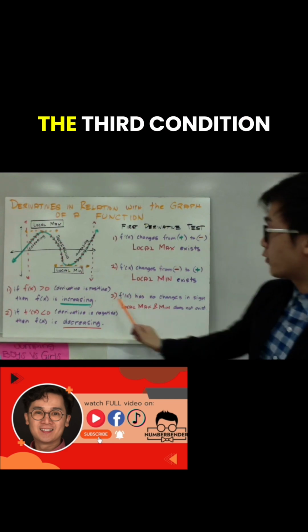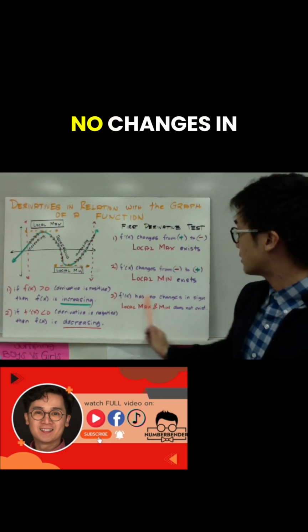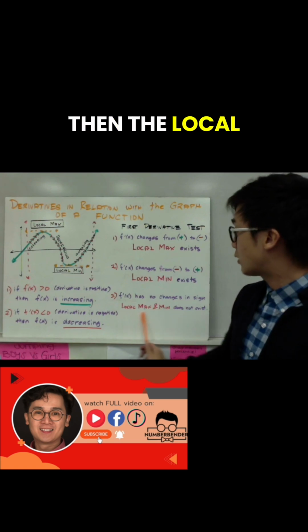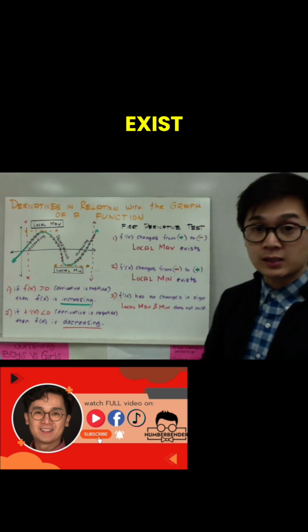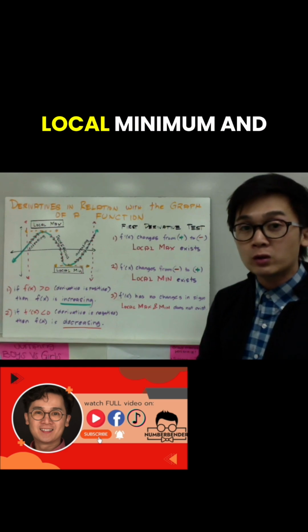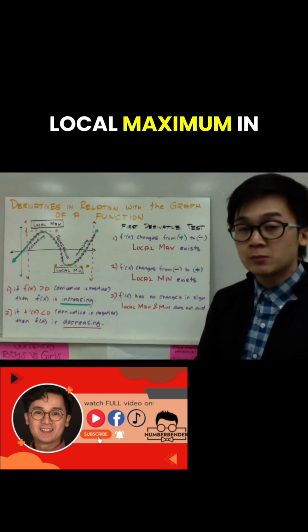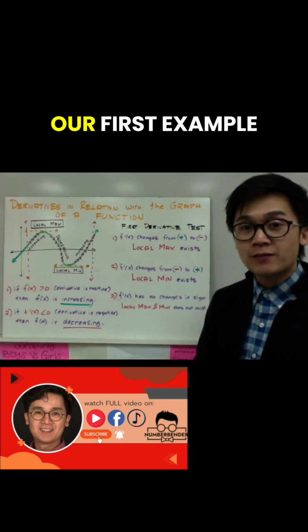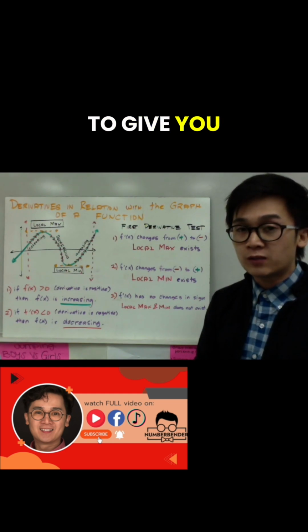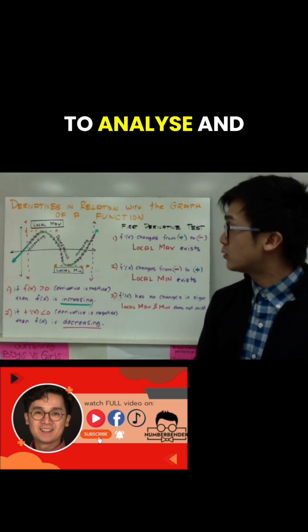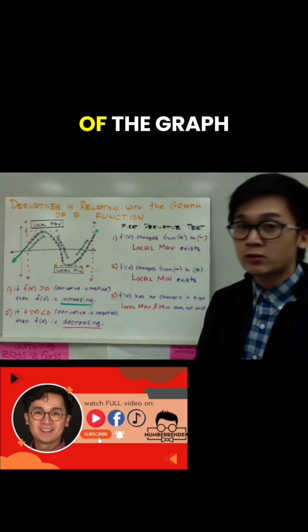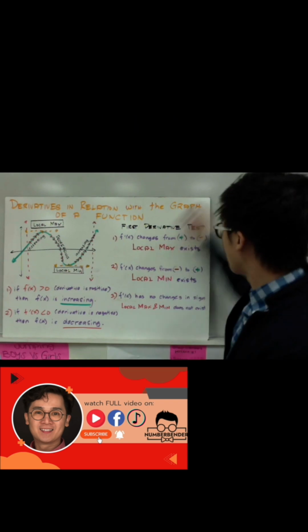For the third condition, if f prime of x has no change in sign, then a local maximum and local minimum do not exist. So it's also possible that there's no local minimum or local maximum in your function. Now, let's have our first example, where I'm going to give you a function without the graph, and we're going to analyze the behavior of the graph using the first derivative.